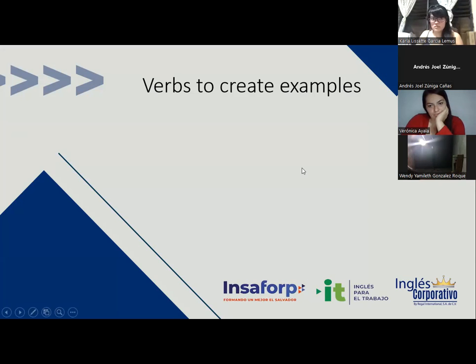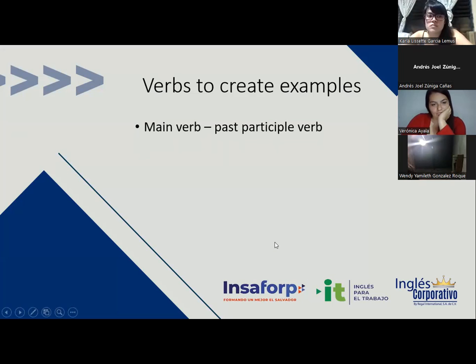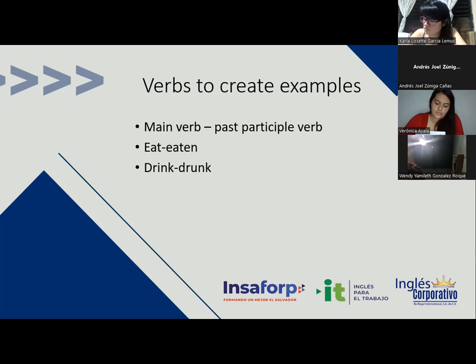Check this out. It says, people, verbs to create the example. Acá les traigo algunos verbos con los cuales nos vamos a basar para crear algunos ejemplos, all right? And we can work easily. So we got the main verb and the past participle of the verb. We got the verb eat. Listen up, eat, the base form. Eaten, that's the past participle, okay? Then we have drink. Drink, the past participle of that verb is drunk. Drunk, okay? Then we have recognize. In past participle, that verb is recognized. Con T al final, recognized. Okay, listen up, recognized.